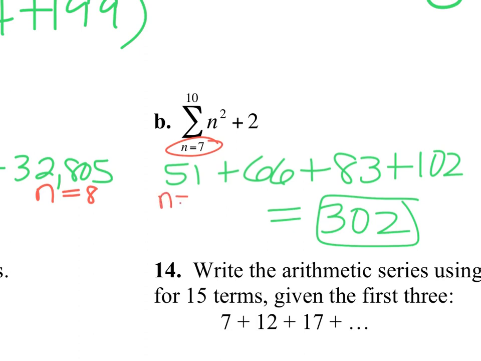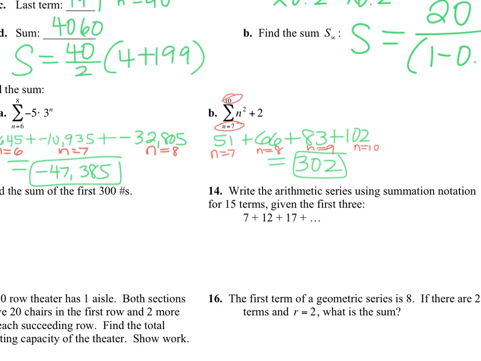That tells you to plug in 7, and then 8, and then 9, and then stop at 10. There's your start, and there's your stop. Isn't that so cool? Don't you love sigma?